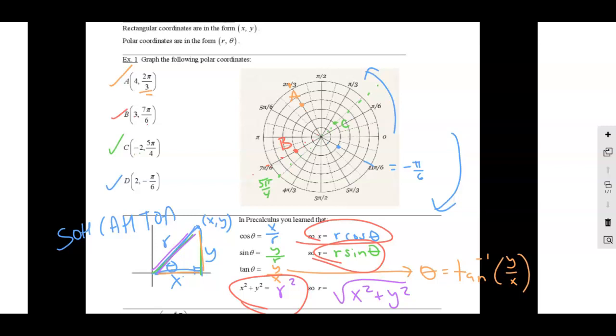And if you do remember them, they enable us to convert back and forth between coordinate points, from rectangular to polar and from polar to rectangular. And then also we can translate entire equations. All right, let's keep going.